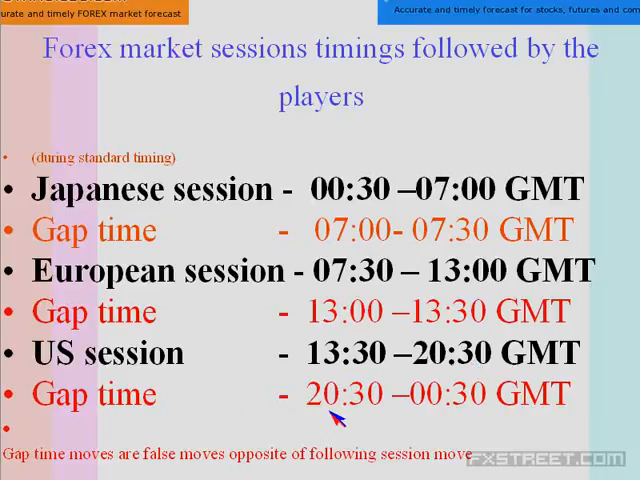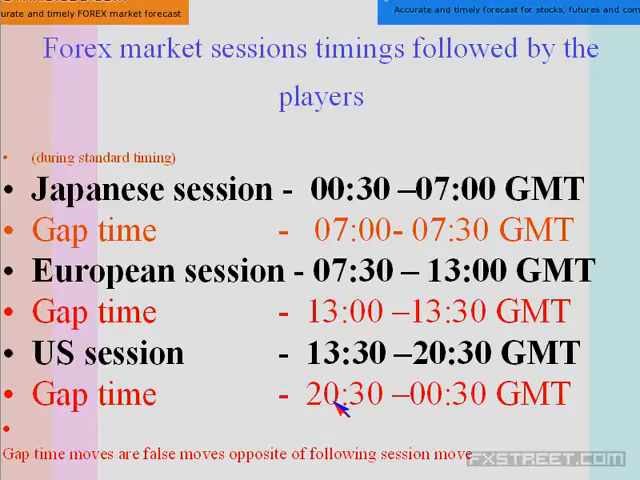And the gap time between the days is from 20:30 GMT to 0030 GMT the next day. So the gap time I am referring to, during that time the bank orders will not be pouring into the market, especially with regard to the currency conversion. Such times the players will try to use in order to make stop runs.